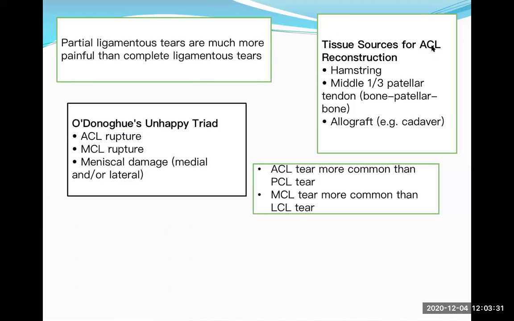Now, if the anterior cruciate ligament is damaged and the orthopedic surgeon has planned for the reconstruction, then from where is the material taken? These are the tissue sources for anterior cruciate ligament reconstruction. One is from the hamstring group of muscles, probably the tendon of the hamstring group is borrowed there. Another is the middle 1/3 of the patellar tendon itself, and the third one is the cadaver, from the dead person, and this is known as allograft.